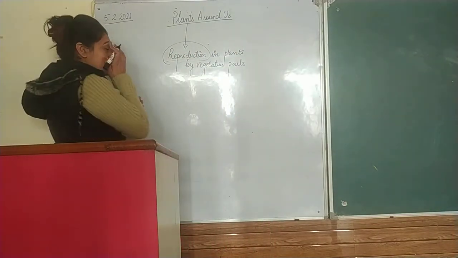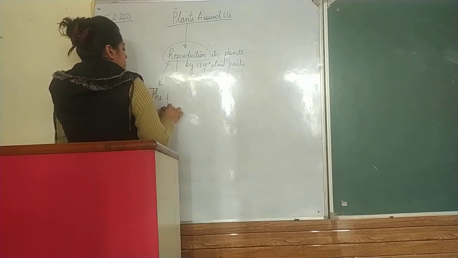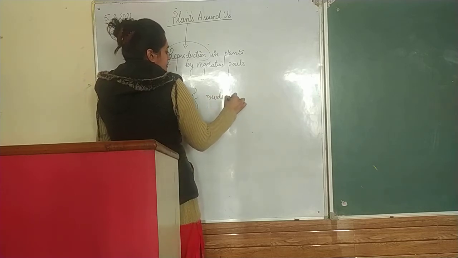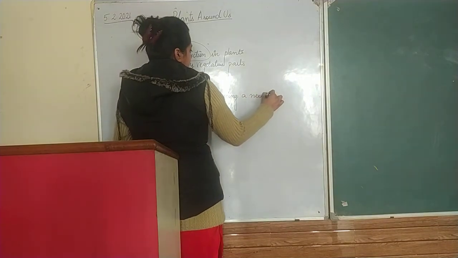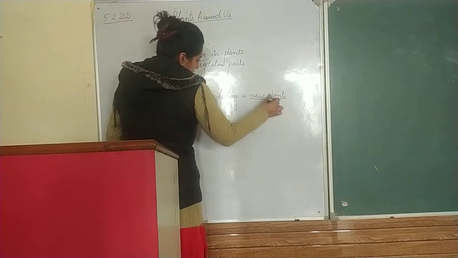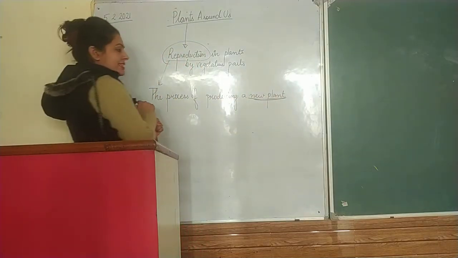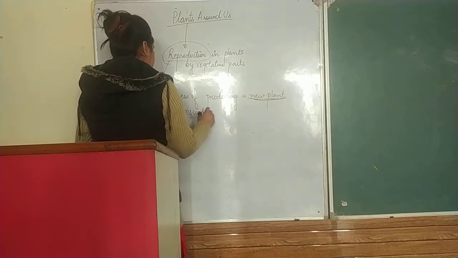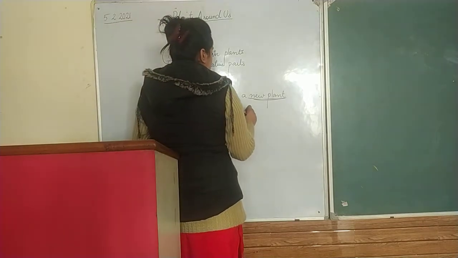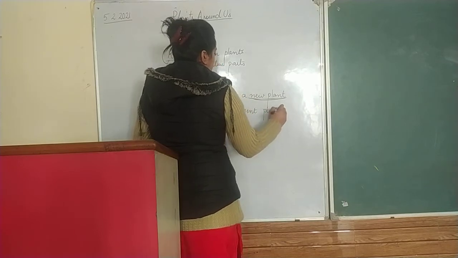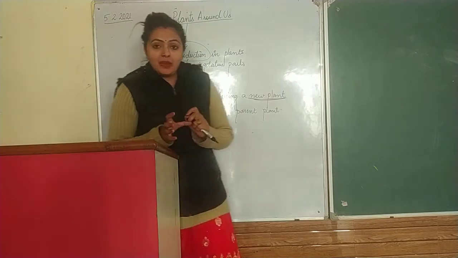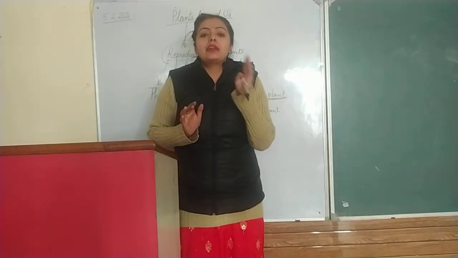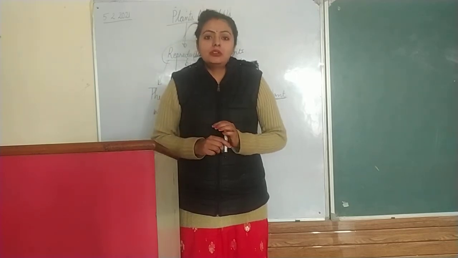Fine. So the process of producing a new plant, you can write it down. The process of producing a new plant. This is the keyword, new plant, which resembles its parent plant. Okay, which resembles its parent plant means a baby plant will look like its parents. Resemble means look like, right? So that complete process is called reproduction.